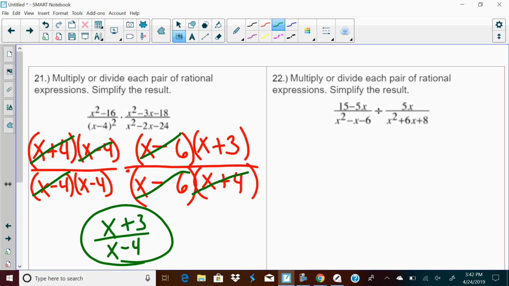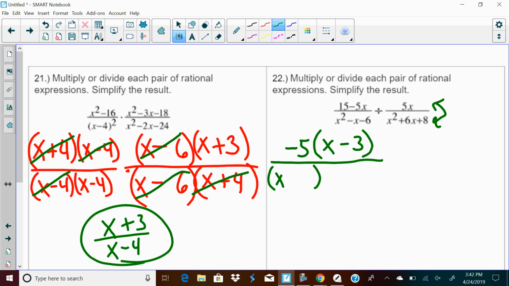For 22, I'm going to do the same thing. For the top one, I have to flip them though. So I want to remember that I have to flip them. So I can factor out a negative 5. That way I end up with x minus 3. The bottom, I'm going to get x minus 3 plus 2. So I'm going to times it.